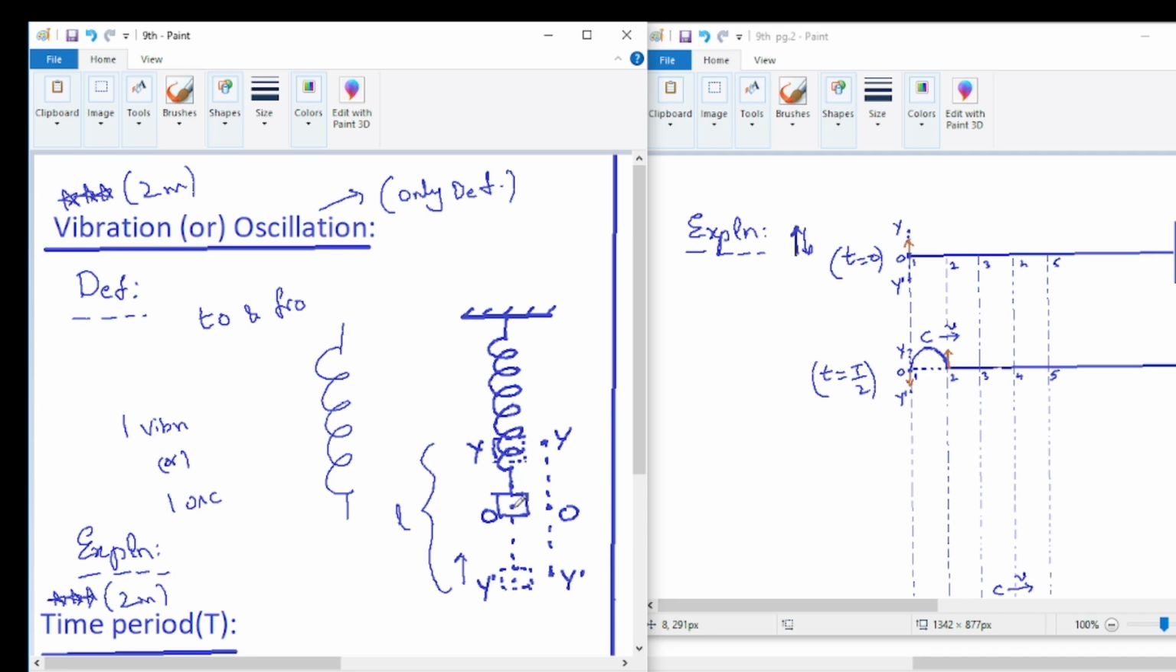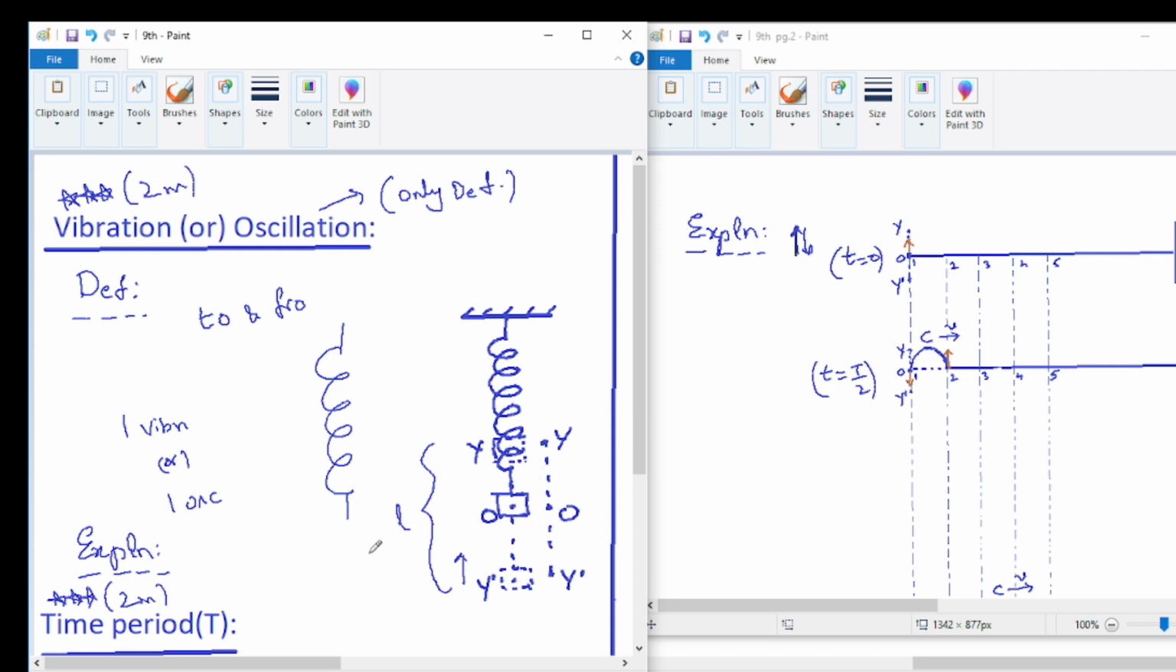And when it is moving from the mean position O during its continuous motion, at one point it will be at O. As it starts moving downwards, it goes to the bottom extreme position and then again comes back here. All this while from O to Y dash and Y dash to O, the motion is completely in the lower half of this total length L. So this is called as lower half of the vibration.